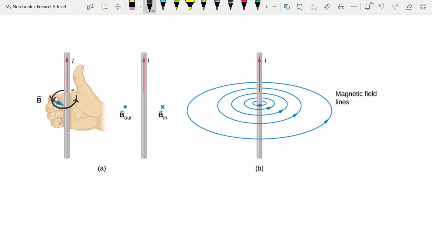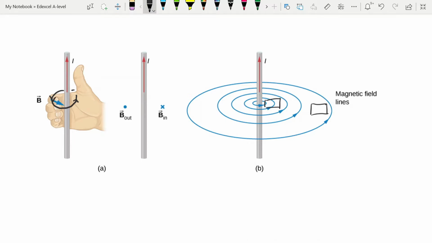Again, if you moved your meter squared of area in here, the further out you go, the less flux you're going to get passing through that meter squared. So our magnetic flux density gets weaker as we move out.